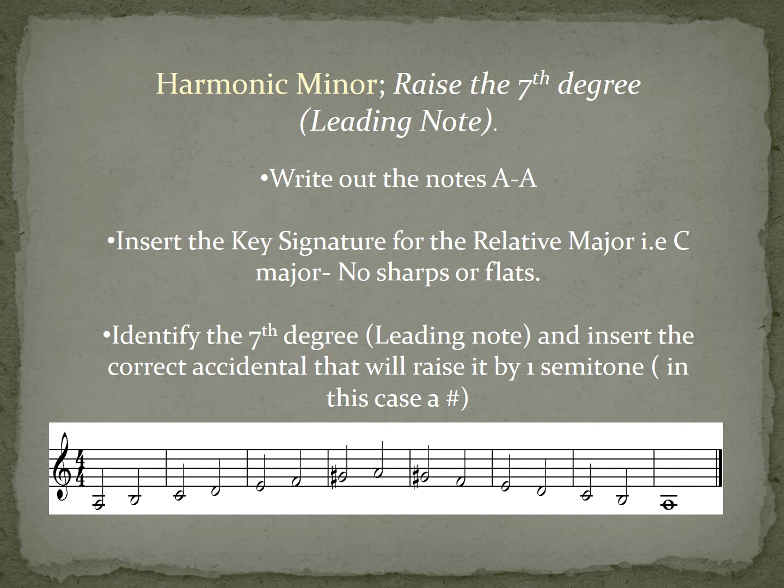So as you can see in this example, we've counted up to the 7th degree, which is the note G, and because there's no key signature to indicate, we then add the sharp sign to raise that natural G to a G sharp, and you can see that's going up and it's also coming down.